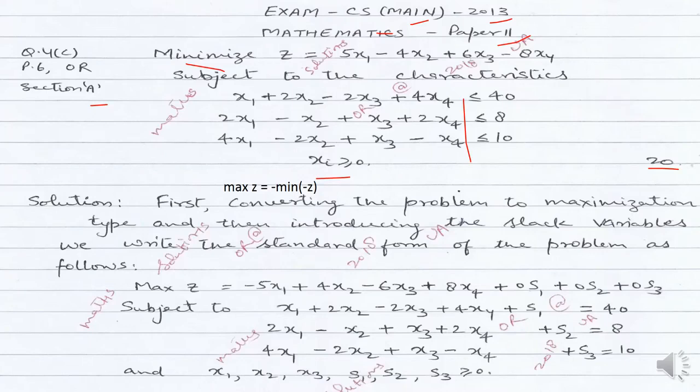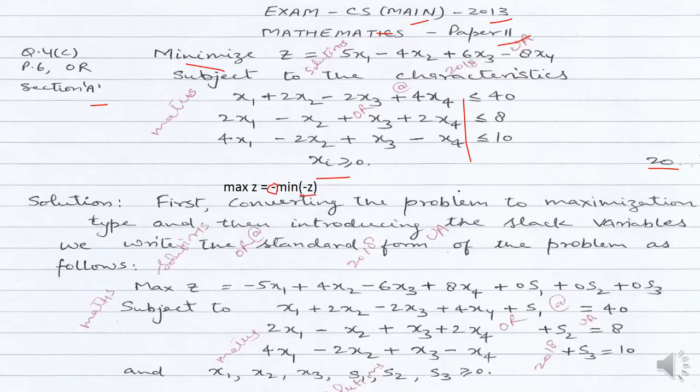Second is that we can convert this into a maximization problem with the help of this formula: maximize z is equal to minus min minus z, and then solve it as a maximization problem. So let's do it using this one here. What I do here, this minus sign we will add in the end of the problem. This minus z we are incorporating.